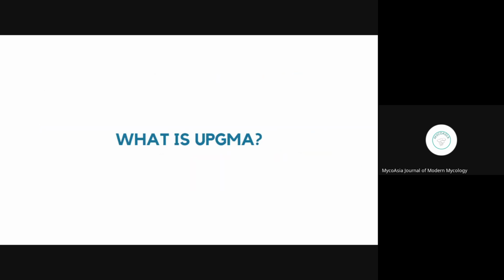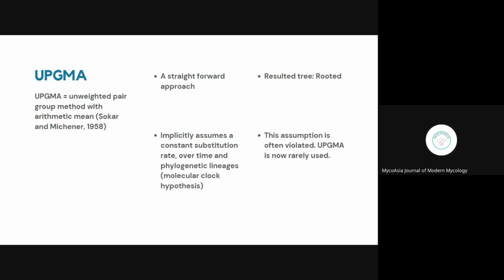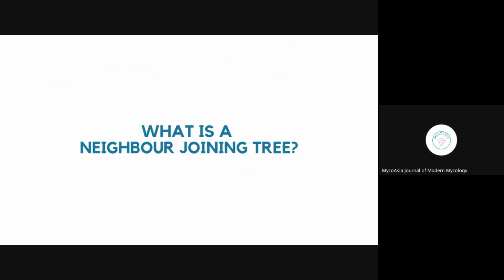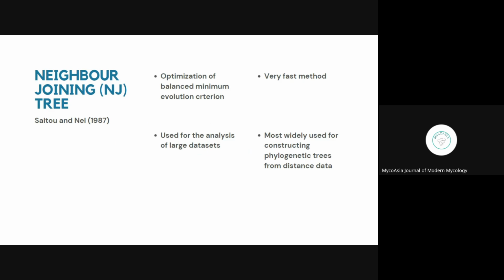There are tree types like UPGMA. I don't think many people are using it nowadays. Then there is something called the neighbor joining method. It's a very fast method, used for the analysis of large data sets, and widely used for constructing phylogenetic trees from distance data.